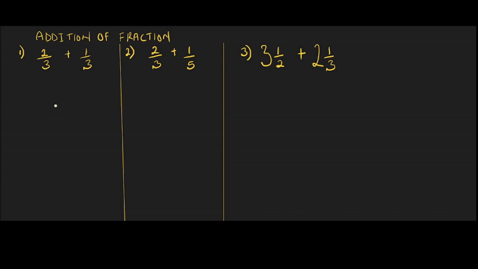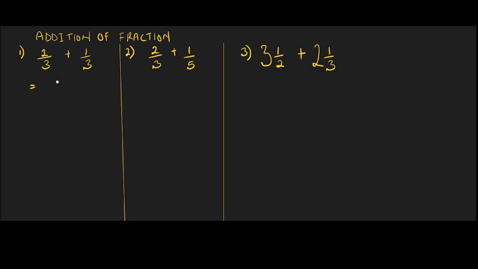Hello, here we have additions of fraction. How do we add fractions together? We have this case here, number one, 2 over 3 plus 1 over 3. In this case, the denominators are the same. The denominator here is 3, and the denominator here is also 3.